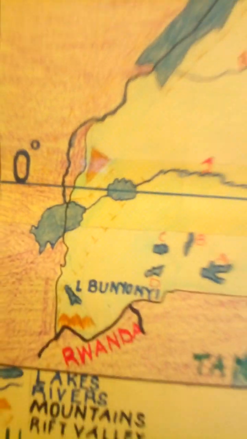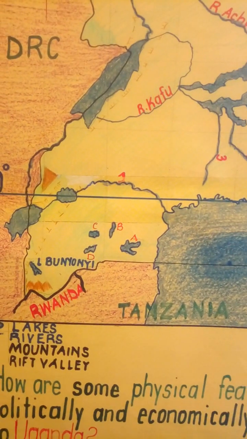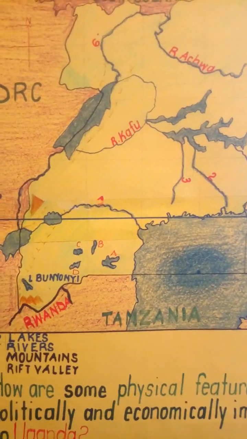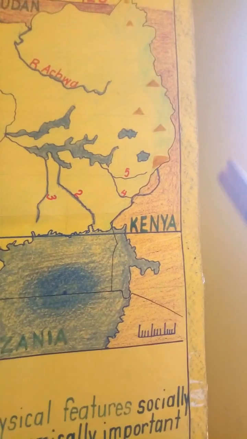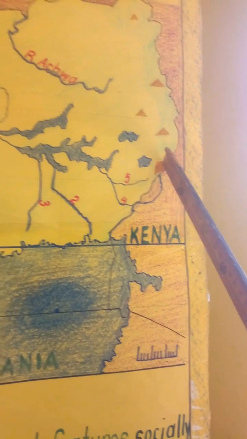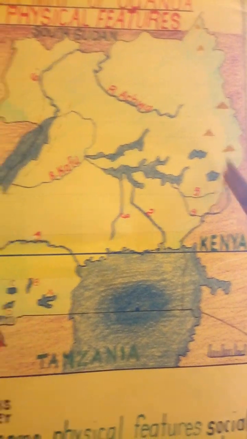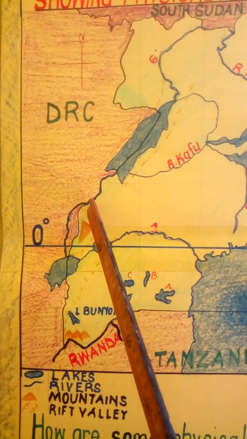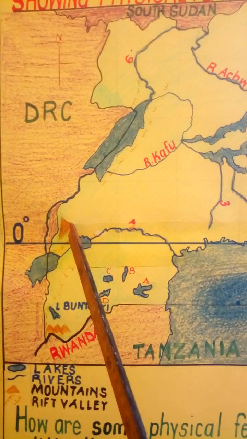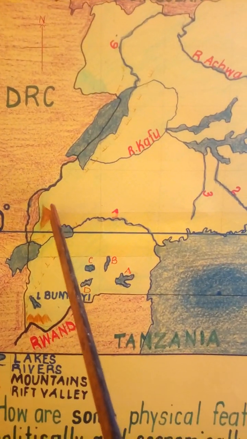We have this one which forms a natural boundary between Uganda and the Democratic Republic of the Congo, that is none other than Lake Edward. They can also ask you to mention any one political importance of Lake Edward. Then they can also ask about this mountain. How is it politically important to Uganda? That is Mount Elgon. We have another mountain here, Mount Rwenzori. How is it also politically important?